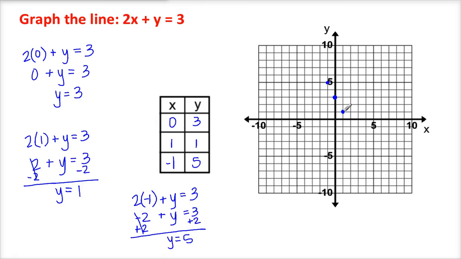Now it looks like all 3 of my points line up. That's a good sign because that means my math was correct. So I can go ahead and draw the line between them. So this is the graph of the line 2x plus y equals 3. So go ahead and move on to the next video, and I'm going to go over a few more examples just so you can get the process down.